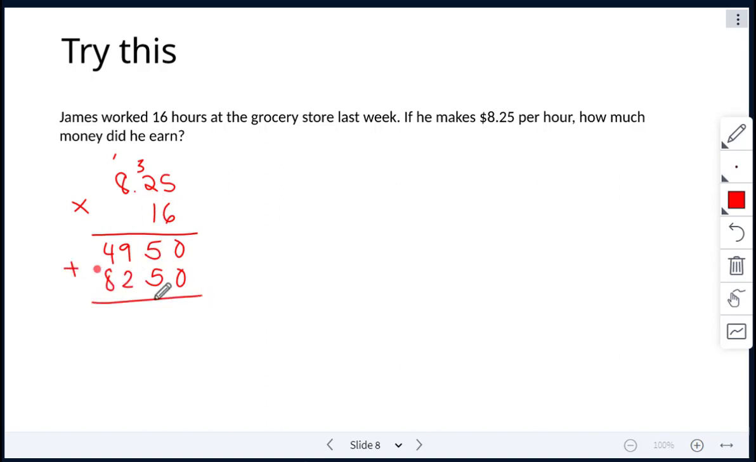And then we'll just add. All right, so 0 and 0 is 0. 5 and 5, that gives me 10. 2, 9, 1, that gives me 12. And then 8 plus 4 plus 1, which is 13.